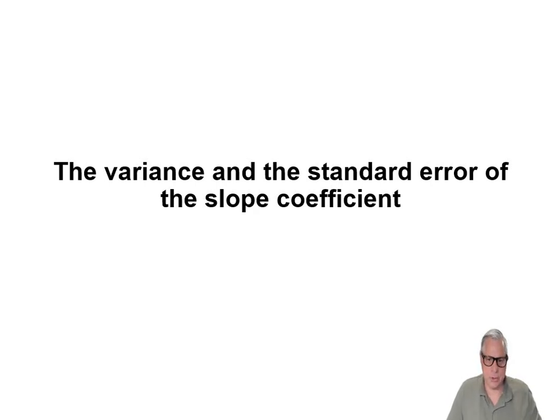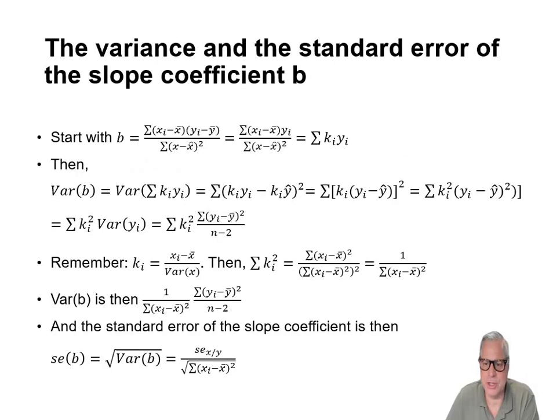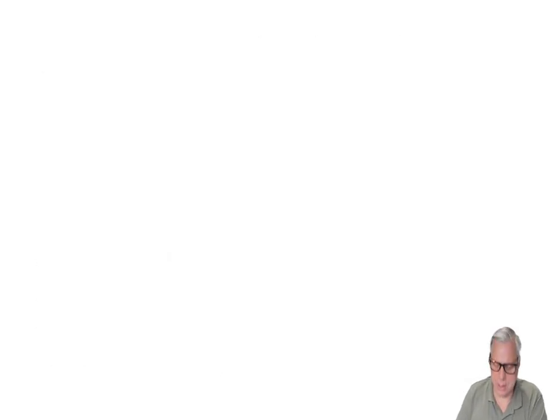Okay, let's turn next to the variance and the standard error of the slope coefficient. And it actually should be a little bit easier, as you can see if you jump to the next slide. But I also want to just derive it again step by step, but that should be easier. So what we want to show is what's the variance of the slope coefficient b.